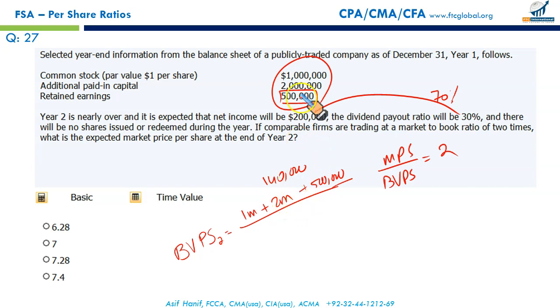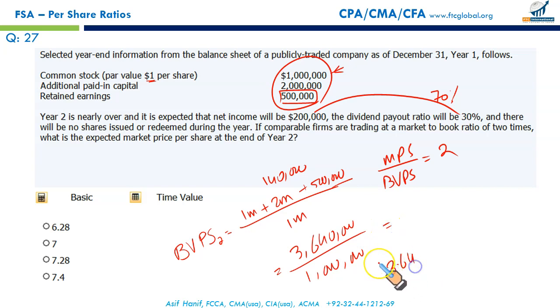And how many shares do we have? 1 million is the book value of your common stock and each share is $1. That means you have 1 million shares outstanding. If you simplify the numerator, it will give you 3.64 million. And in the denominator, you have 1 million shares outstanding. So that will give you 3.64. This is your book value per share.